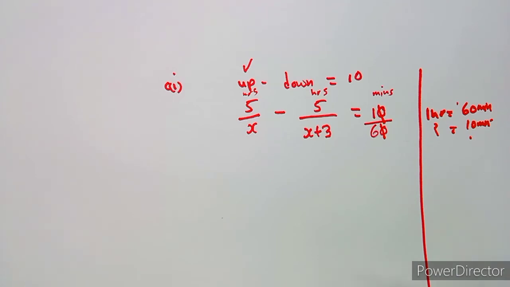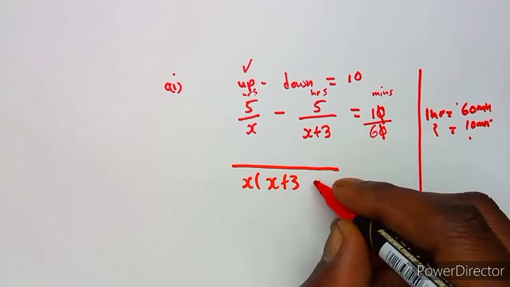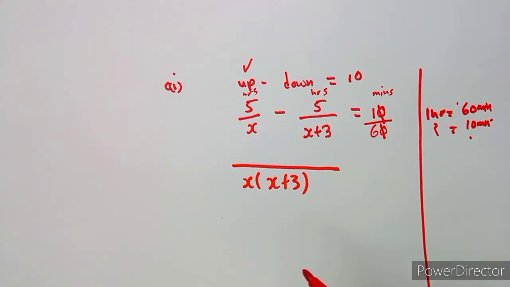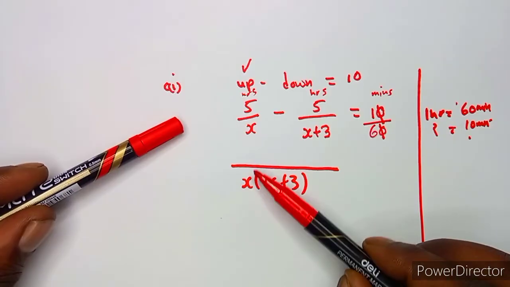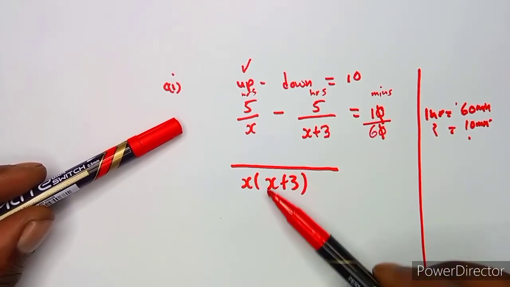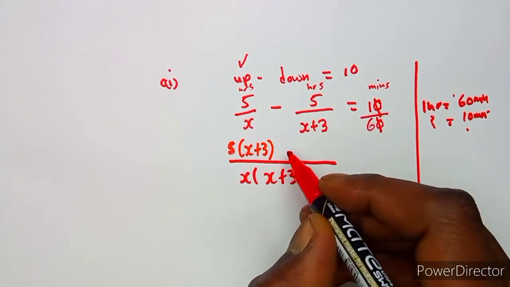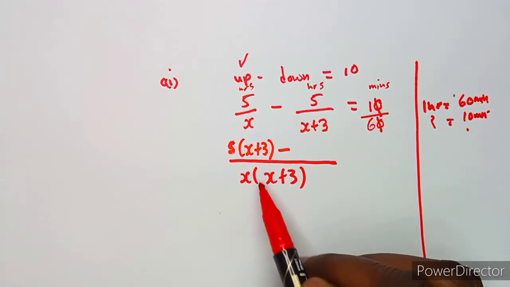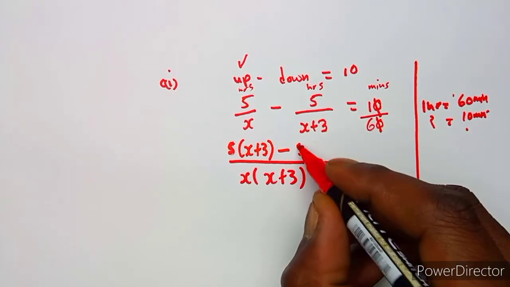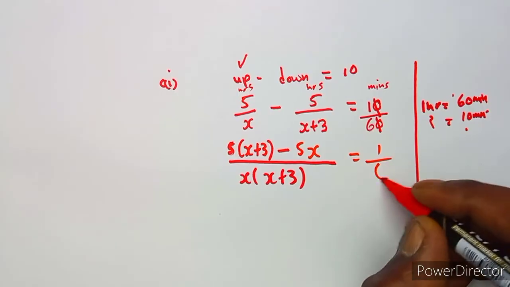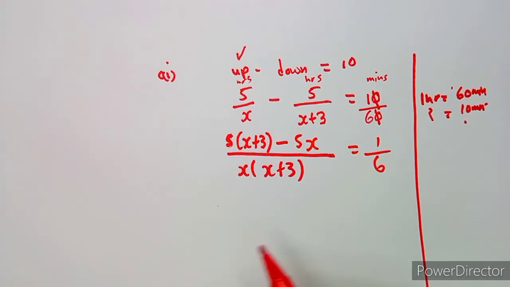So you can cross multiply, I don't know what is best for you, or you can combine these two. Remember, we've got x into x plus 3 as our LCD or LCM. We divide our LCM by x, so x and x cancel, leaving x plus 3. So it's 5 into x plus 3 minus 5 times x, divided by x into x plus 3, and this will be 1 over 6. Before you cross multiply, let us just simplify further.